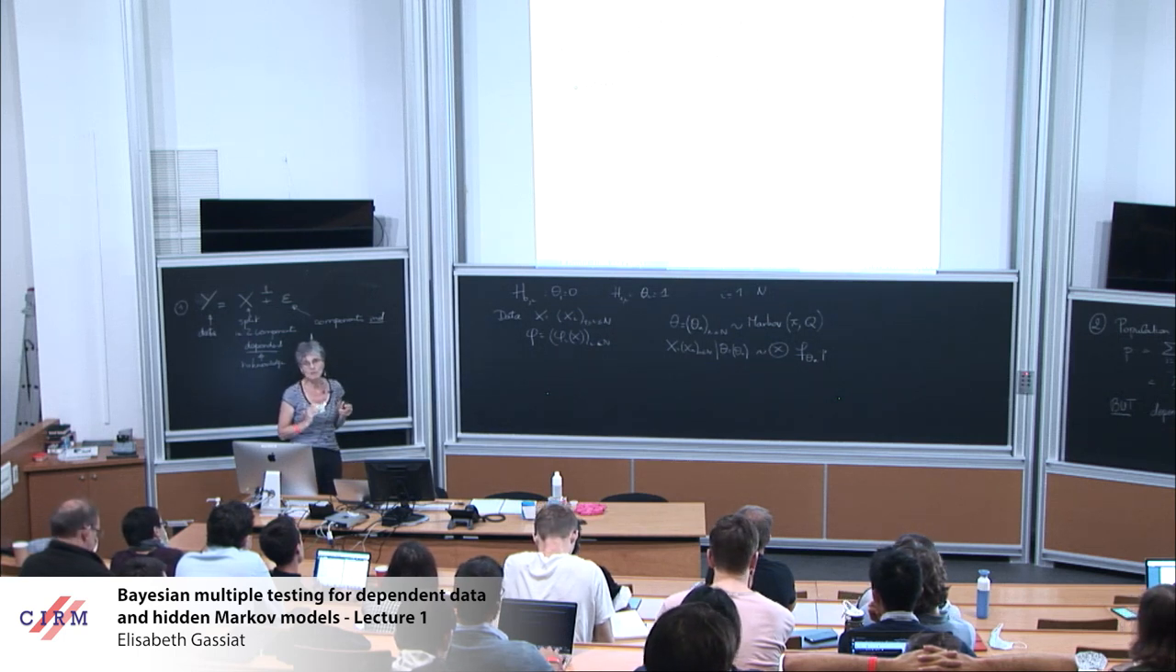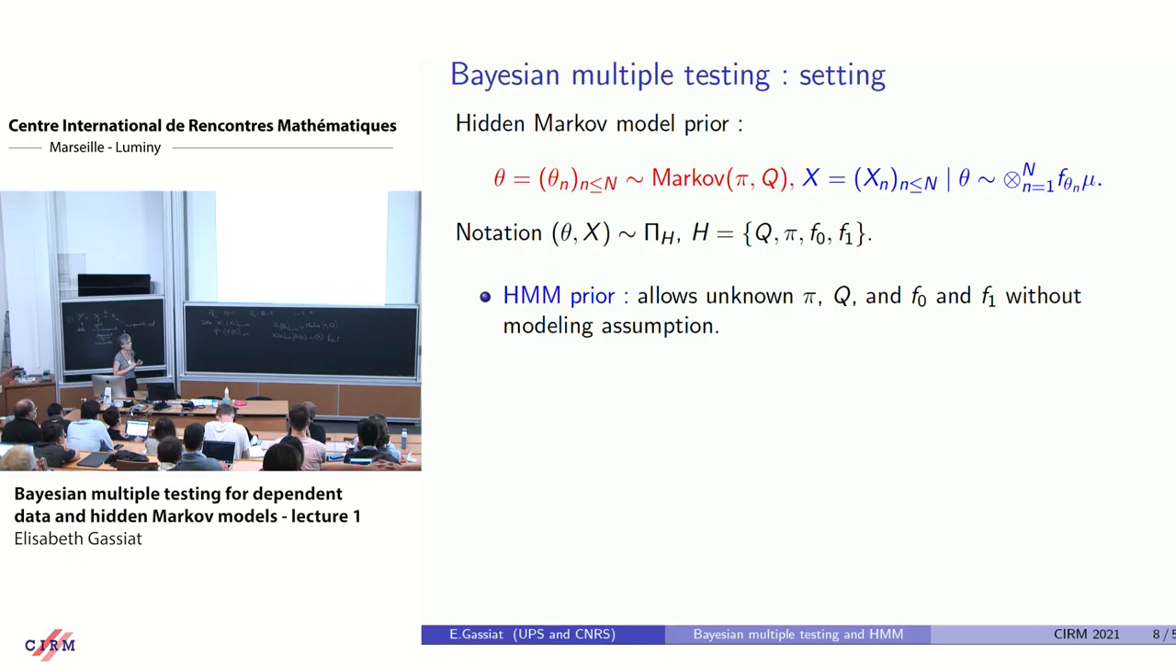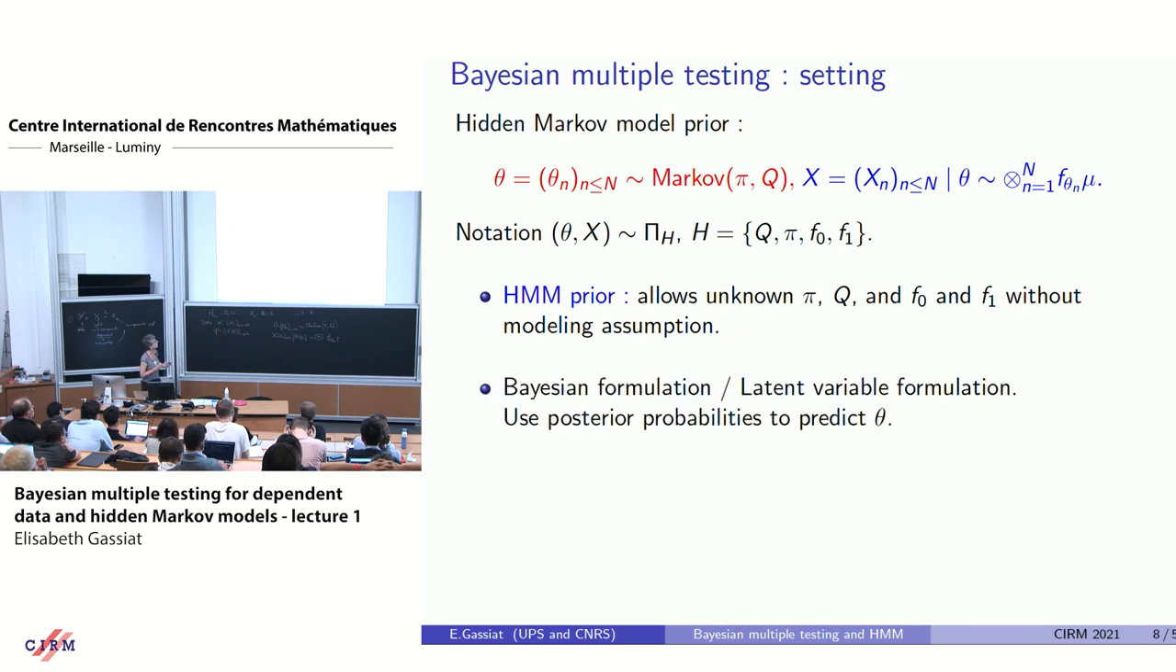And as I said, what's interesting in this prior is that it allows everything to be unknown. You do not need to know the distribution and the denoiser. You do not need to make shape modeling assumptions on the distributions. I say that it is a prior, so I use a Bayesian word, but it can be put in a frequentist word by thinking of it as a latent variable. You may think this is the model and you have a latent variable situation. So I'm welcoming everybody, Bayesian and not Bayesian, to understand everything here.